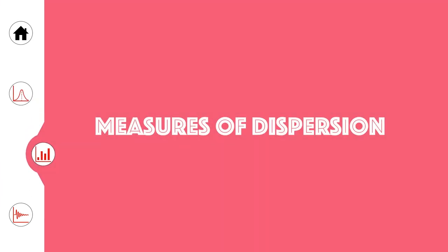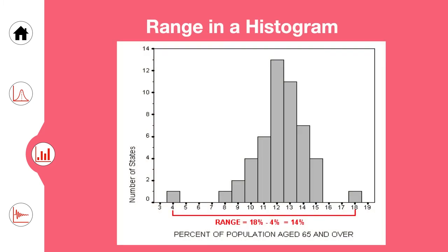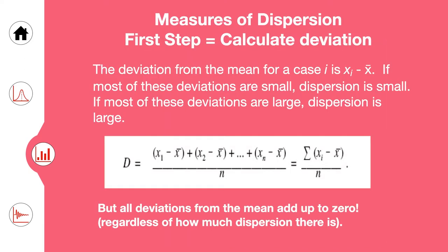Okay, next you have measures of dispersion or measures of spread. These are multiple. Let's start first with the range. It's the difference between the lowest and the highest observation. In this histogram, you look at the lowest value, it's 4, and the highest value, it's 18. So subtract the 4 from the 18 and you'll get 14. And that's your range. So 14 is the range of this sample and this histogram. It's pretty straightforward. Okay, let's go a step further.